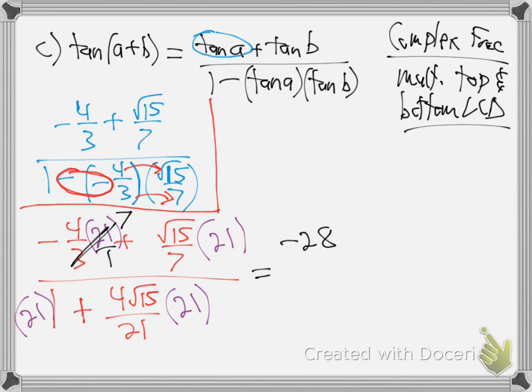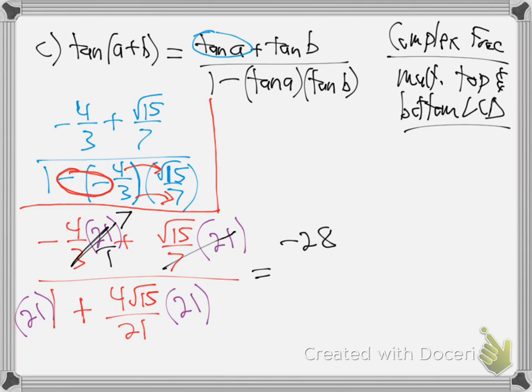So 3 went into 21 7 times, and 4 times 7 is 28. So you cross cancel, and whatever's left over, you multiply. Right here. Can you do the next one? It's going to be plus 3 root 15. Very good. Is that next one making sense?